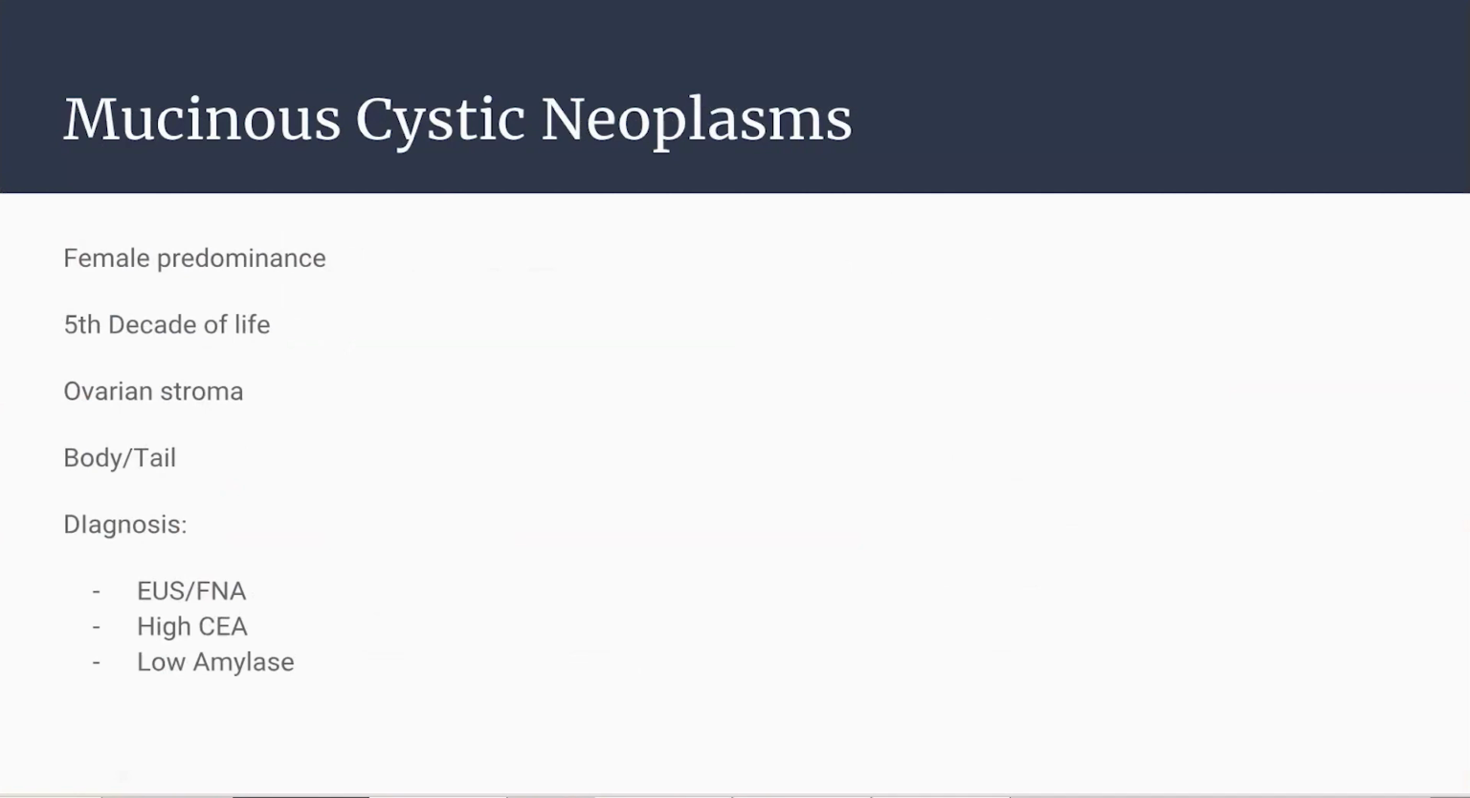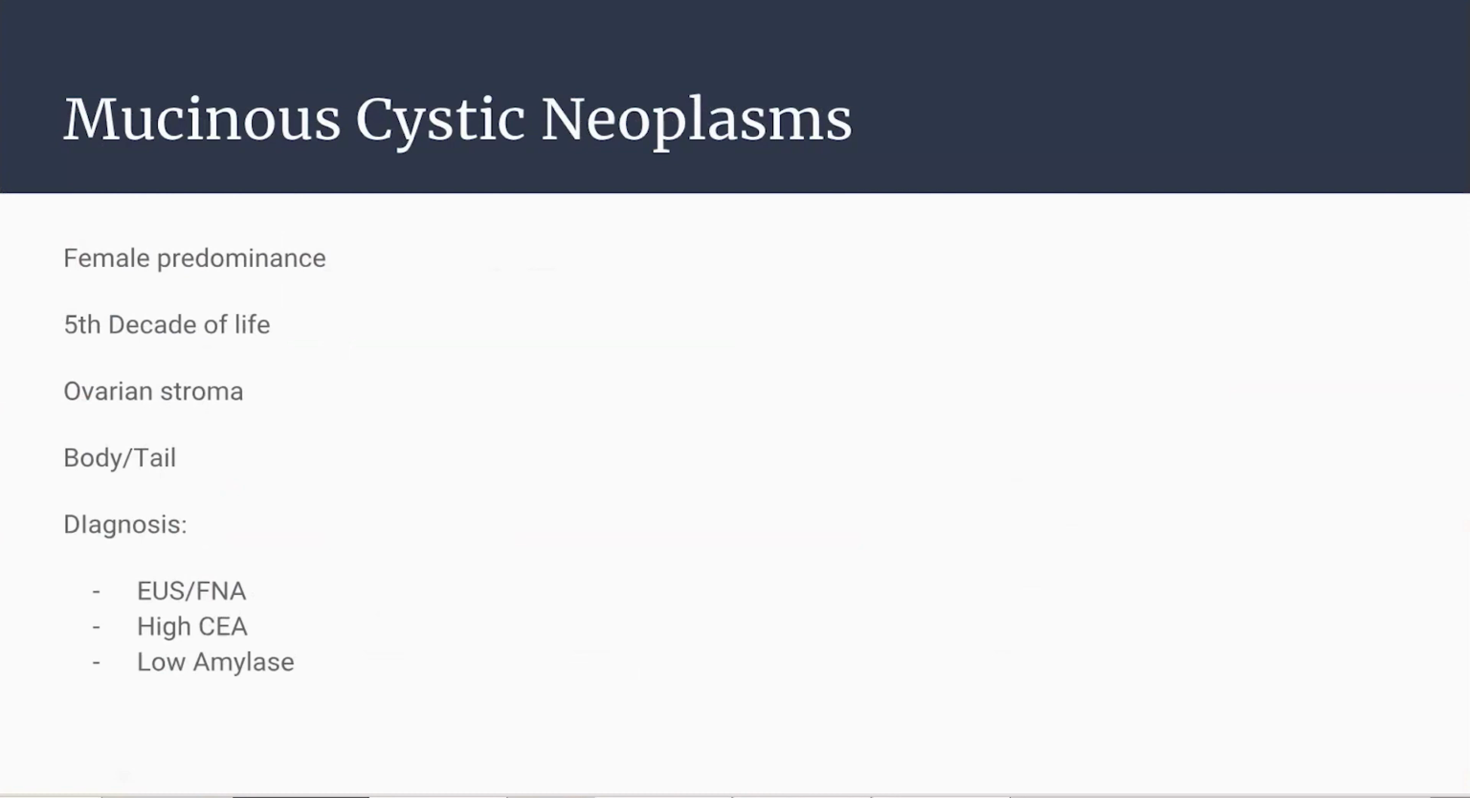Mucinous cystic neoplasms are another premalignant lesion. The female to male ratio is approximately 20 to 1, with a mean age of diagnosis of about 40 to 50 years of age. These are typically large cysts that are lined by columnar mucinous epithelium and are not in communication with the pancreatic duct. Ovarian stroma is required to diagnose mucinous cystic neoplasm, as it is not found in any other pancreatic neoplasm.